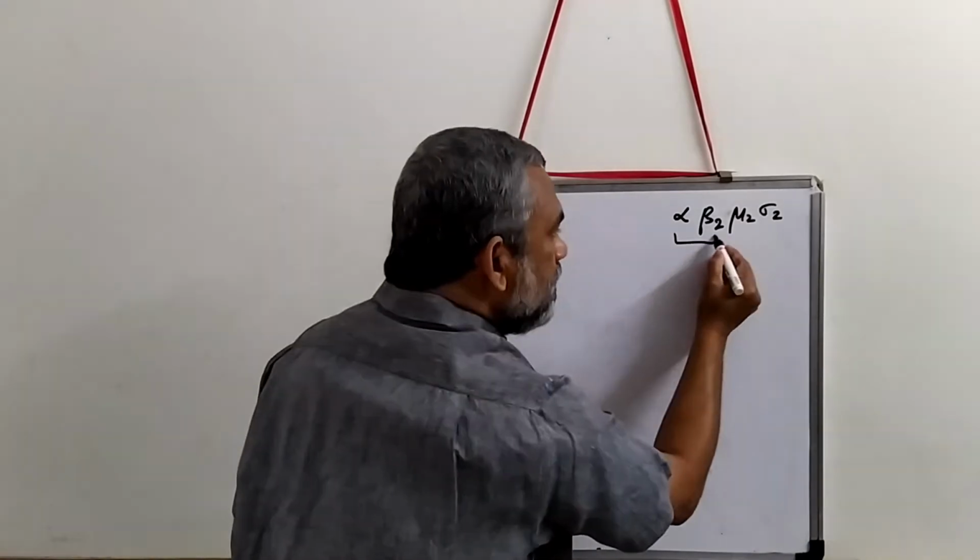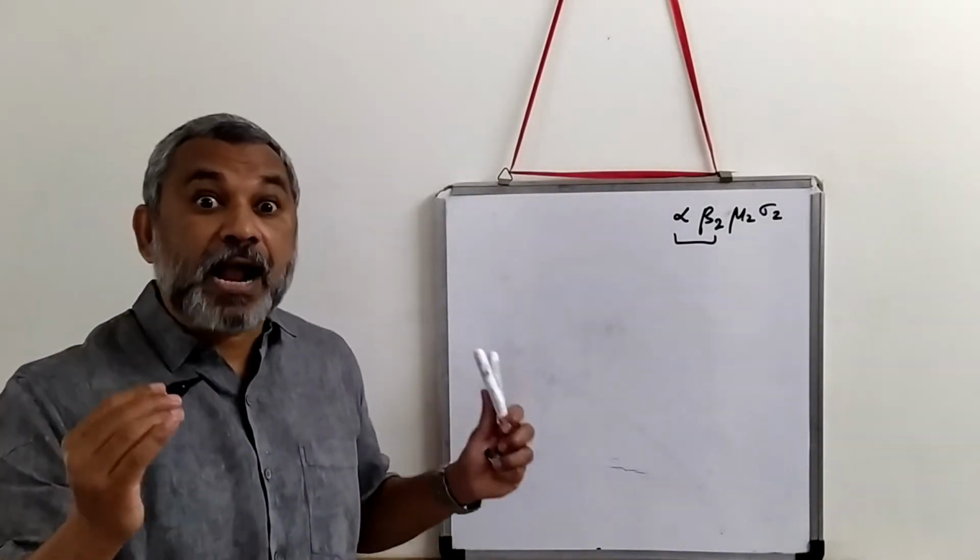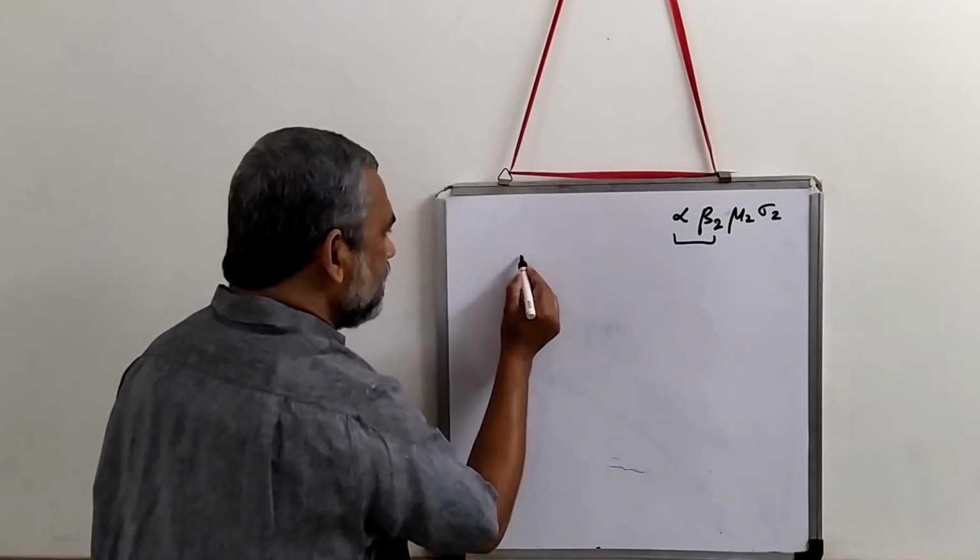Now, the alpha and the beta form the trunk region. So, let us draw the trunk region.